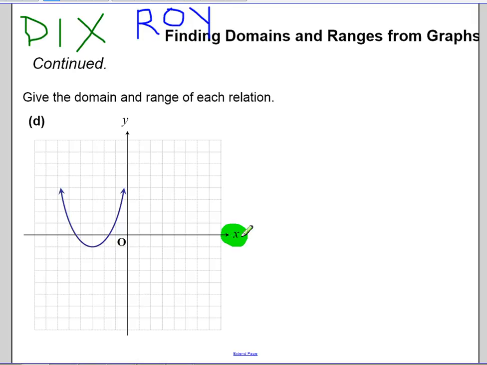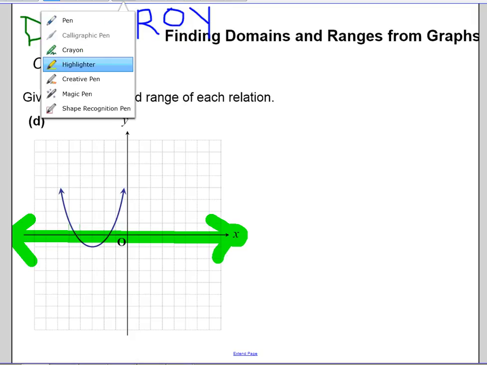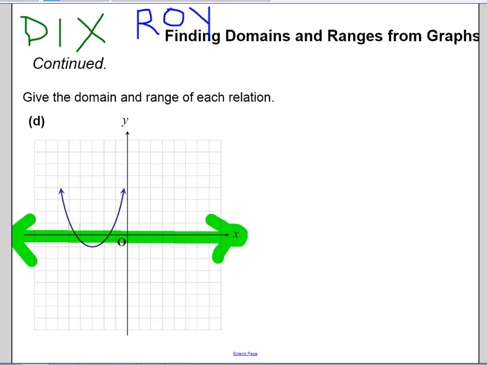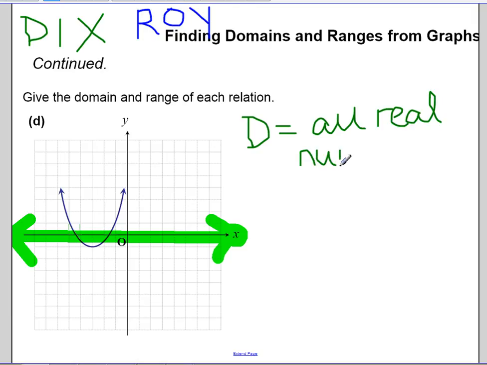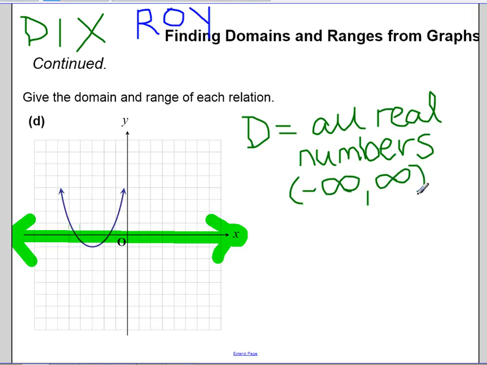This graph is going to keep getting wider and wider in both directions. So in terms of our domain, it would be everything from the left side of the graph to the right side of the graph. And that is everything from negative infinity to positive infinity. So we say the domain is all real numbers. If we want to use interval notation, we would say that the domain is all of the x values from negative infinity to positive infinity.